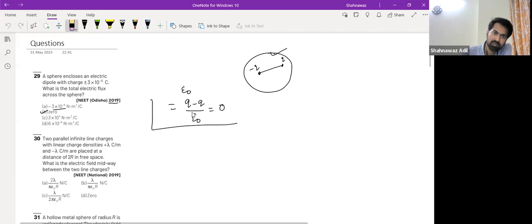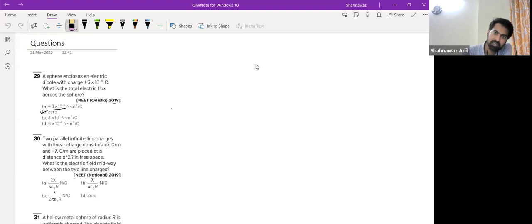Let me erase this part and let us do the second problem. Two parallel infinite line charges with linear charge density lambda coulomb per meter and minus lambda coulomb per meter are placed at a distance 2r in free space. So we have 2 linear charges, one is this, the other one is this. The distance between them is 2r, but this is lambda and this is minus lambda.